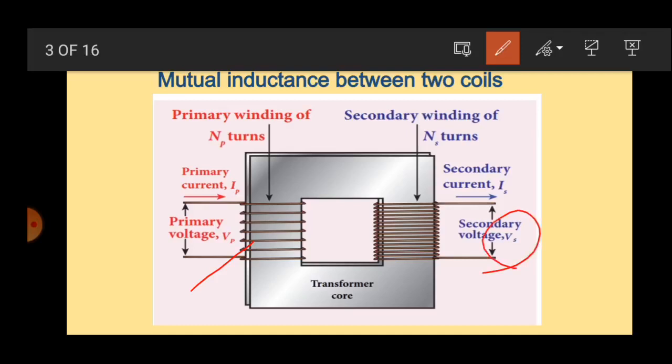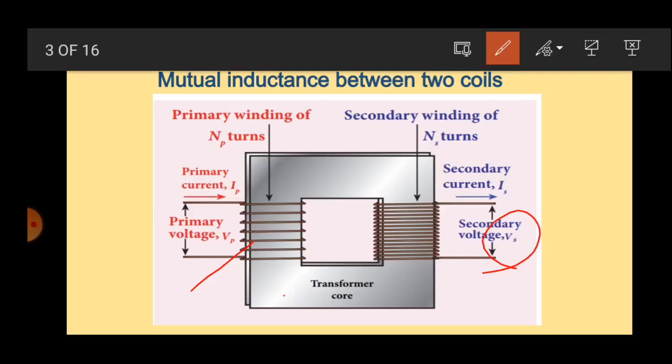Okay. Now, working. The transformer consists of primary and secondary coils insulated from each other, wound on a soft iron core. To minimize eddy current, a laminated iron core is used.